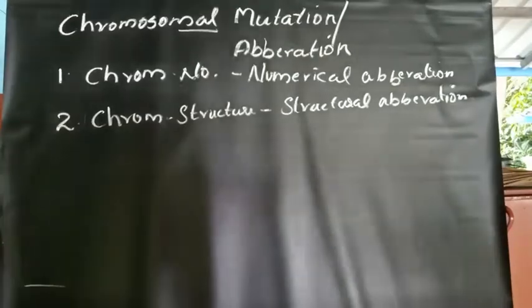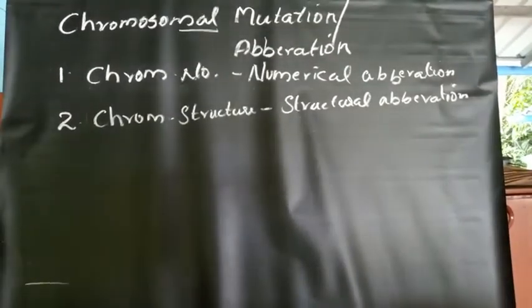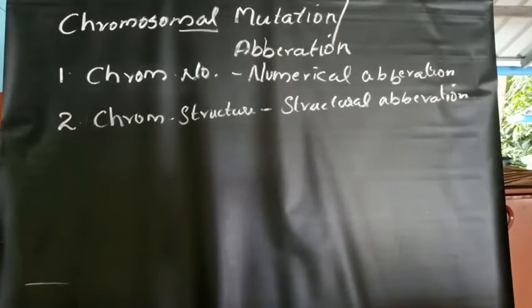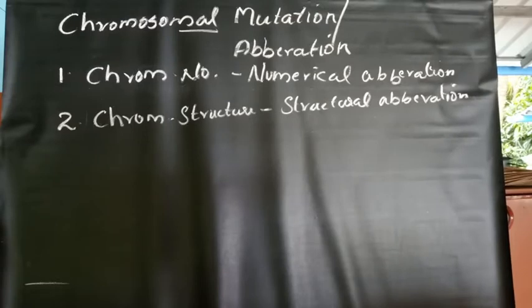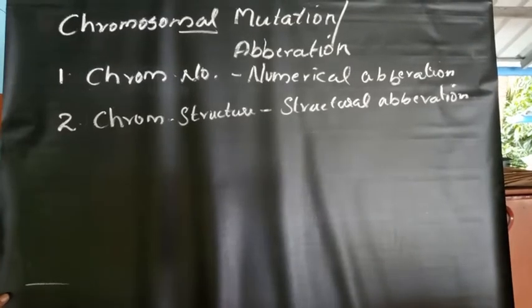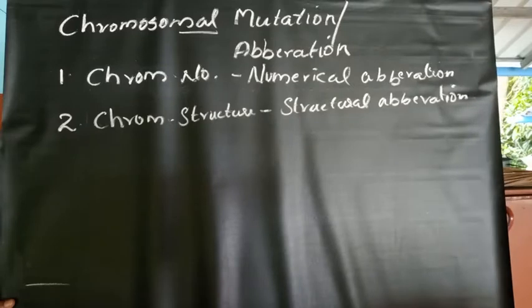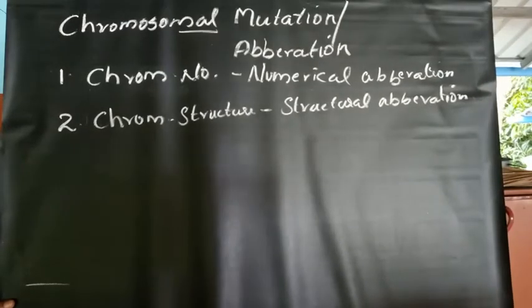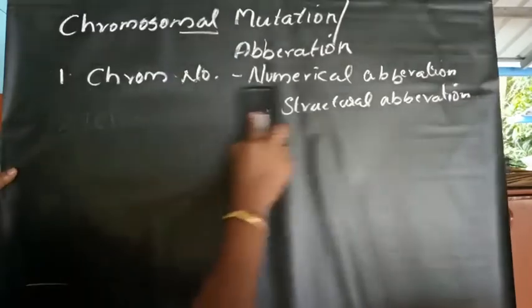So if due to the mutation there are any changes in the number of chromosomes, then we say that is numerical chromosomal aberration, or numerical aberration. And if the mutation ultimately results in a change in the structure of a chromosome, then we call it structural aberration, or structural chromosomal aberration. Based on this, we can classify chromosomal mutation into two types. First, we will discuss: what are numerical aberrations?